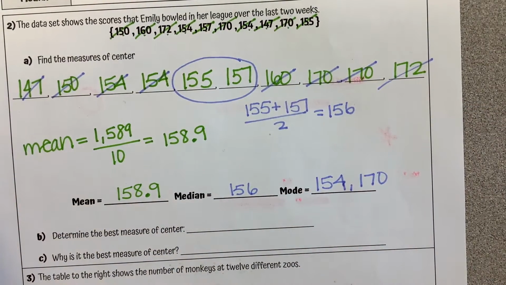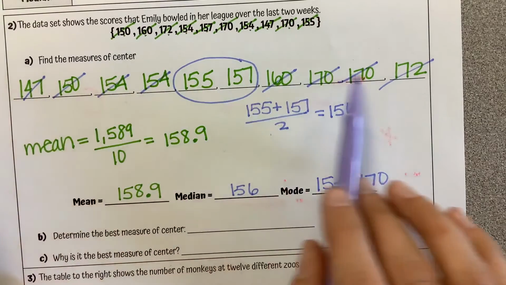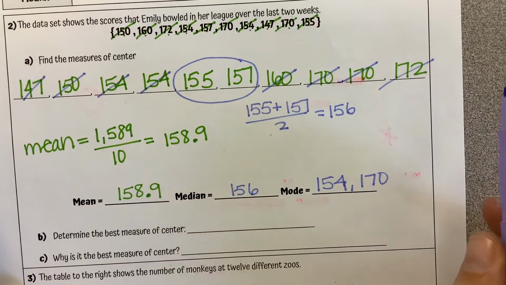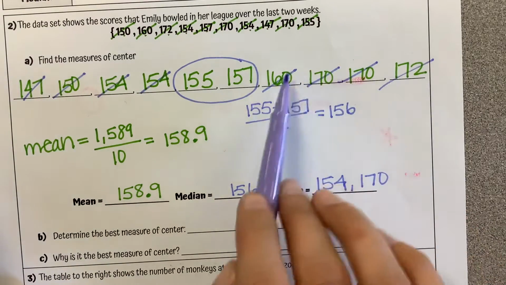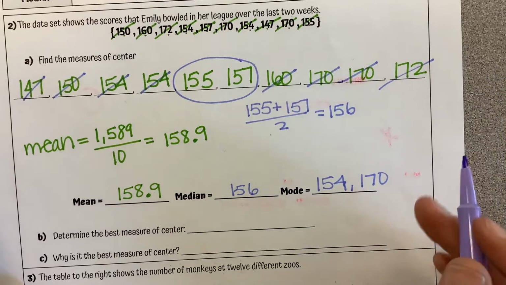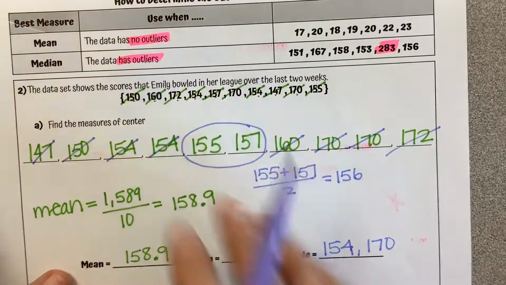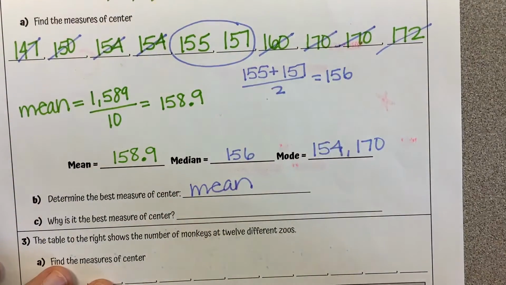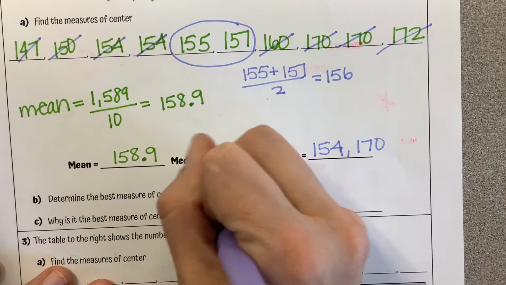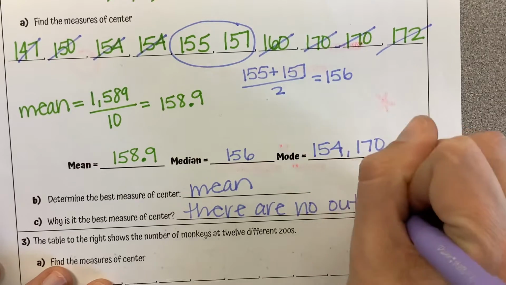Now getting into the best measures of center. So we want to look at this data and see, is there a number that's way higher or way lower than the rest? So 147, that's really close to the 150s. 172, that's close to the 60s and 70s. I don't see a number that's way higher or way lower. So when there's no outliers, we are going to use the mean. And our reasoning is there are no outliers.